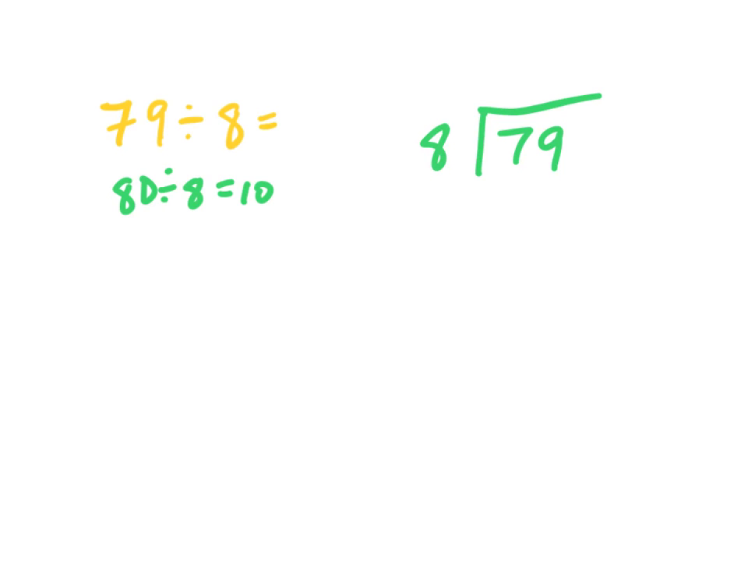divide. 8 goes into 7 0 times, because 8 is bigger than 7. So there are 0 full groups of 8 that would fit inside 7. So now I have to look at 79, and this is where I'm going to have to do either some mental math or some calculation on the side.